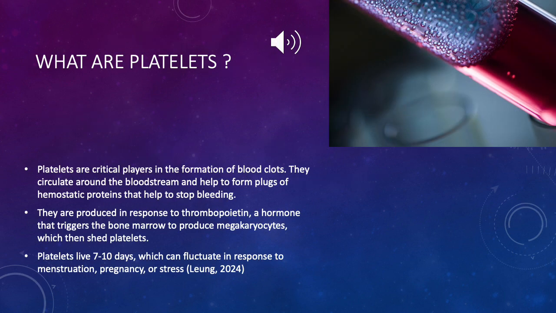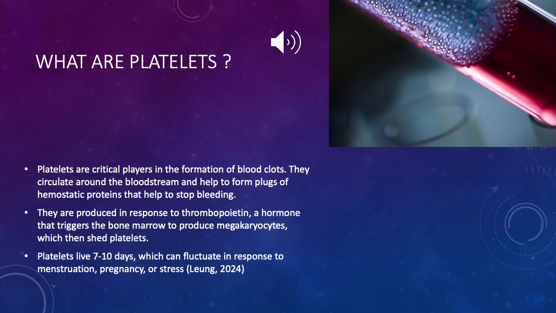So what are platelets exactly? Platelets are also known as thrombocytes. They're a small, disc-shaped cell that floats around in the blood, and they play a critical role in the formation of blood clots.